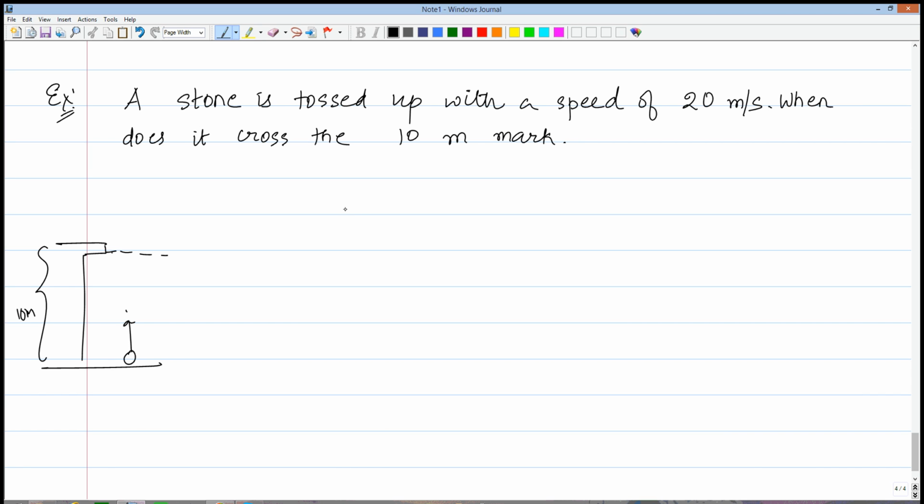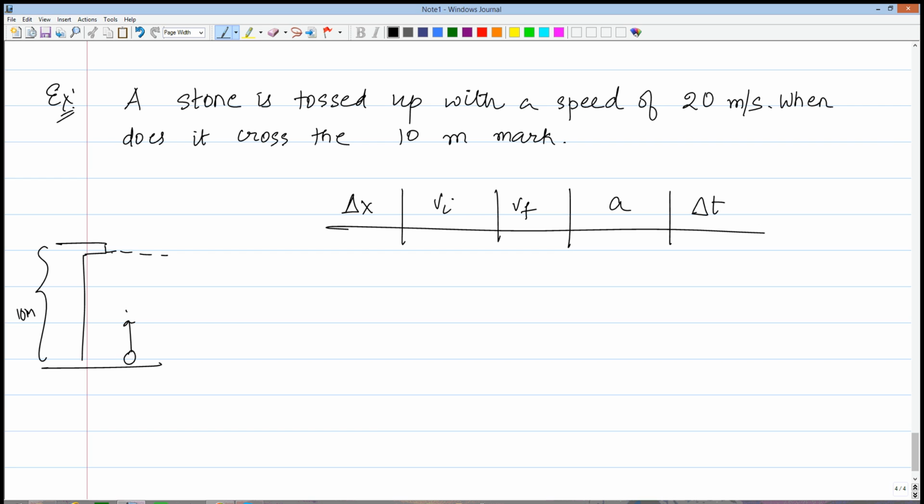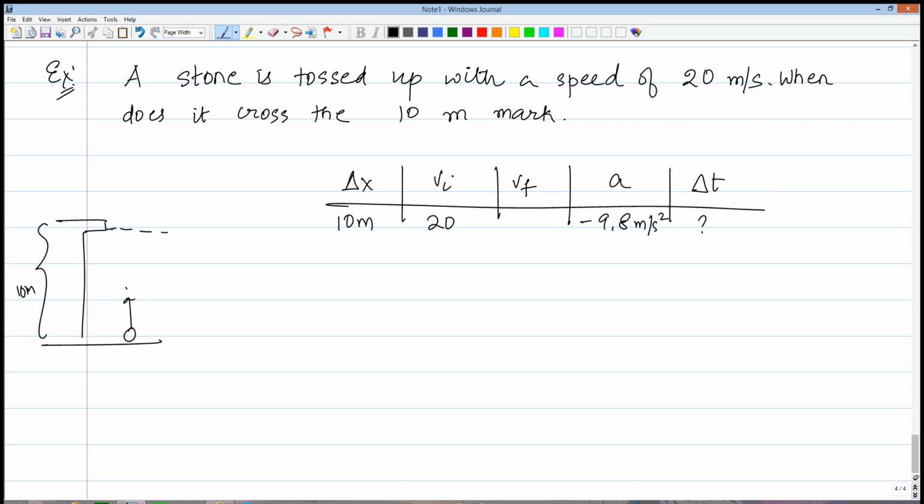All right. So as usual, we begin with our chart. And let's start filling the chart. So we have delta x equals 10 meters, vi is 20, vf we do not know. Once again, do not assume vf to be 0. Please be very careful about that. And then a is negative 9.8 meters per second squared. And we're looking for the time, because it says when does it cross, so we're looking for time.